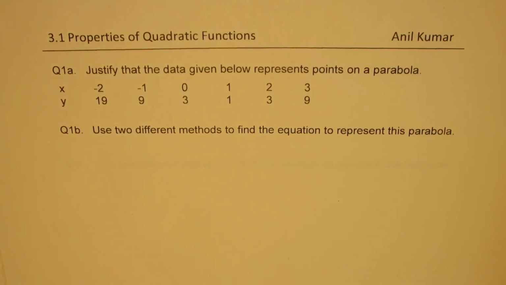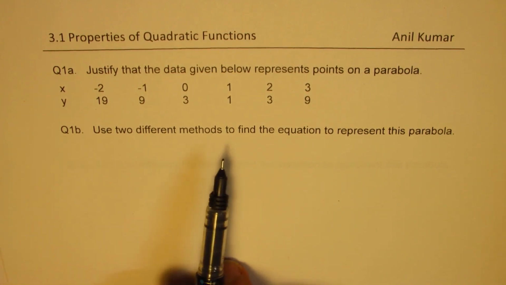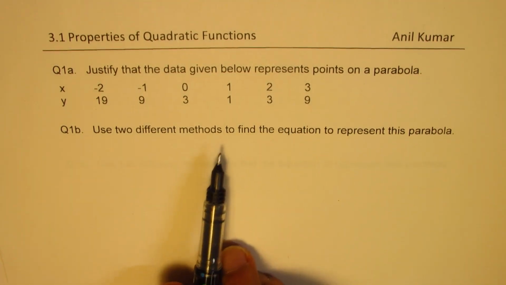The very first question here is: justify that the data given below represents points on a parabola. So we are given x and y values. And then part B is use 2 different methods to find the equation to represent this parabola.